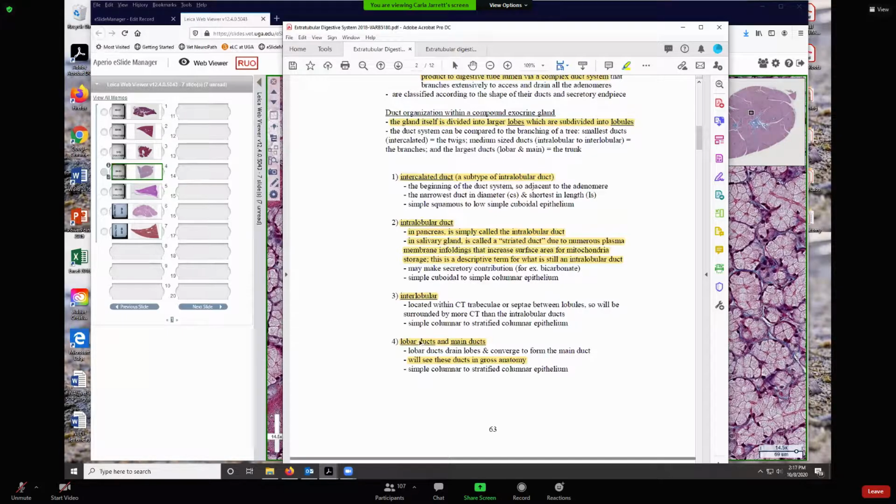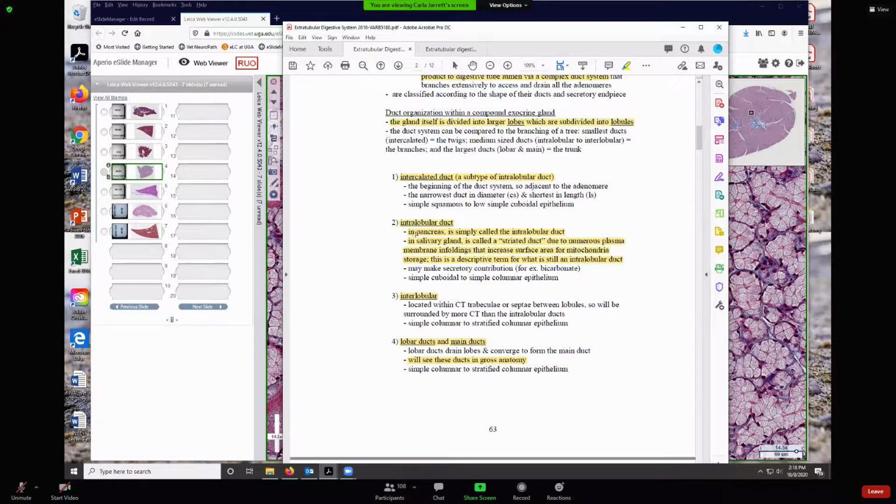Now, the bigger lobar ducts and the main ducts, we won't see on the microscope. You'll see that in gross anatomy. Some of you had livers where we couldn't really see the individual hepatic ducts that were draining bile from each lobe of the liver. Some of you had livers where it showed up really well. So those were big lobar ducts that drained each lobe, and those were called hepatic ducts. And then they converged together, remember, with the cystic duct of the gallbladder, to form the main bile duct. So those were what we saw in gross anatomy.